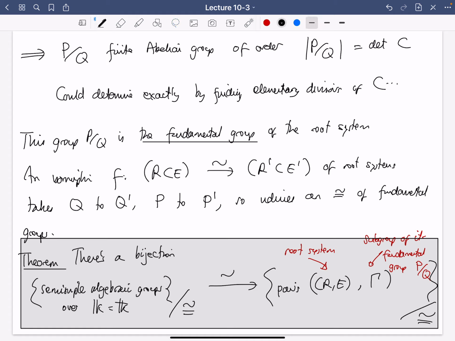Actually, before I do that, let me give you some examples. So this is a theorem without a whole lot of meaning, without expanding actually what the bijection is, but I'll do that in a little bit. Let's just give some examples to just get the hang of that statement.